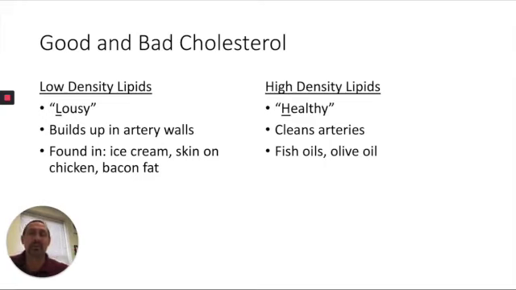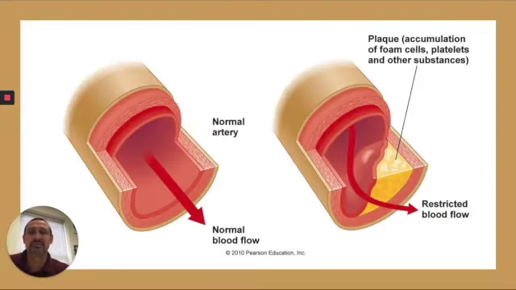Low density lipids are lousy. They build up on the artery walls. They cause high blood pressure and all kinds of heart issues. High density lipids are healthy. They clean out your arteries, and they consist of things like fish oils and olive oils. Here's an example of a normal artery and one that has that cholesterol buildup. See how it restricts the blood flow in that artery.